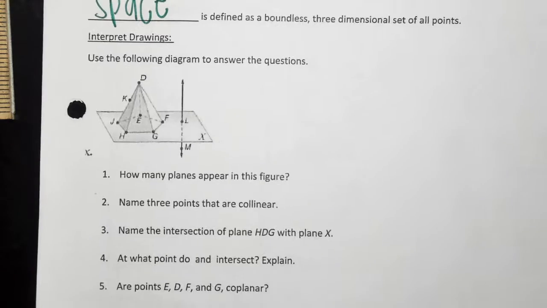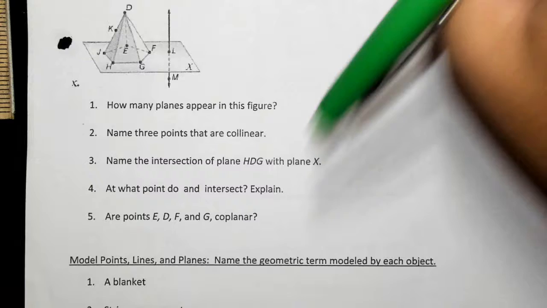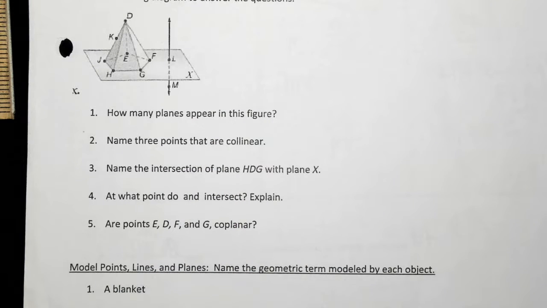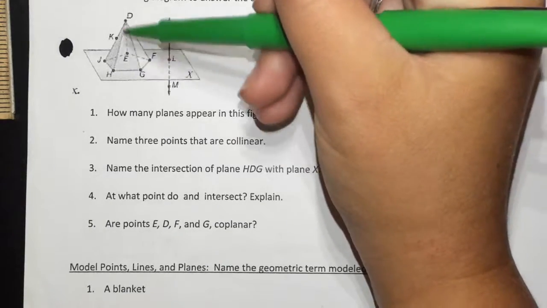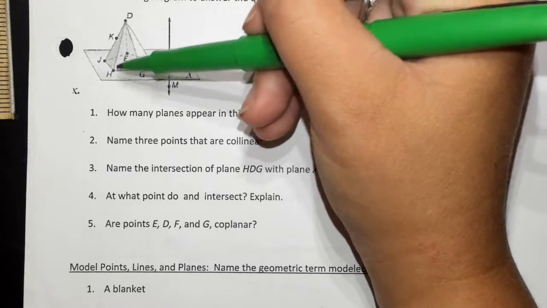All right, we're almost done. Let's use this diagram to answer some questions. Each plane, I named it as a four-slanted figure. But also, a plane is just a flat space. Most of the time it is four-sided. But in this example, this triangle, each side of this shape is a plane.